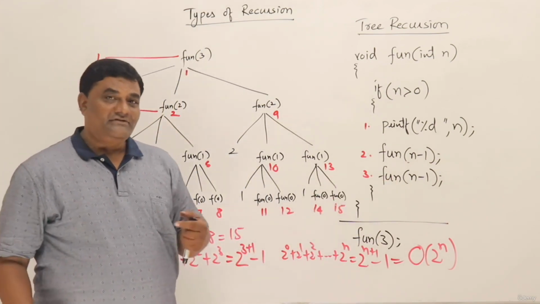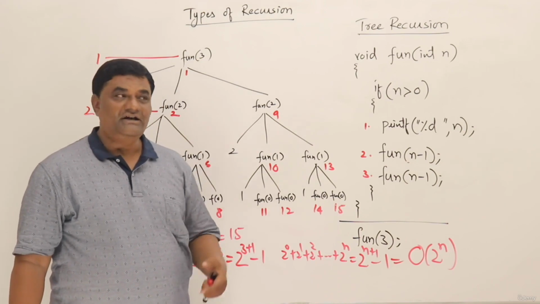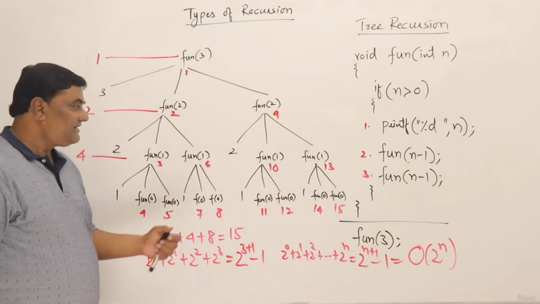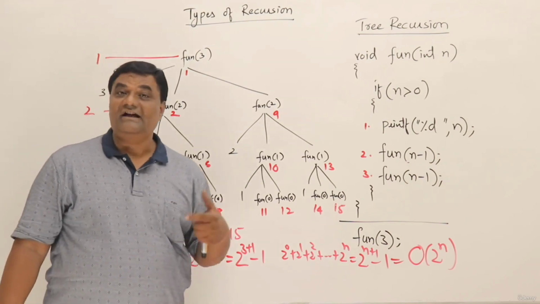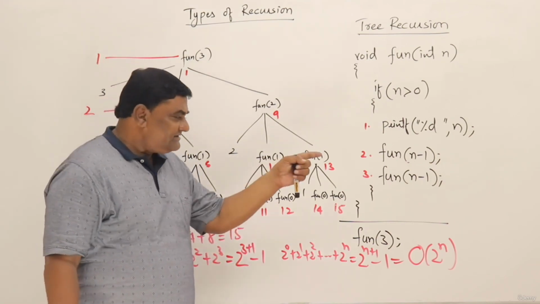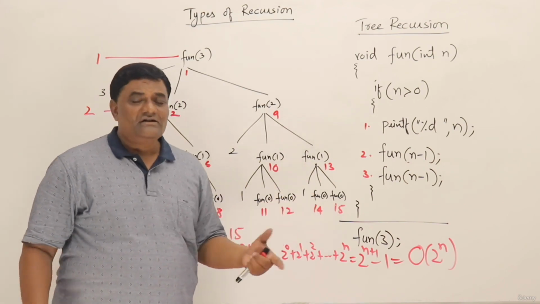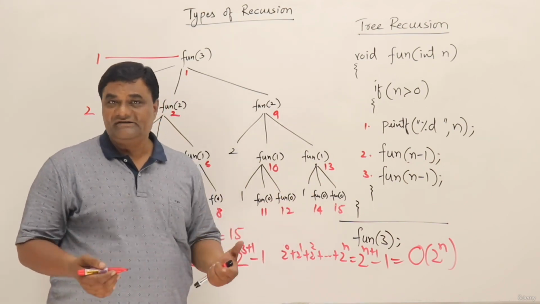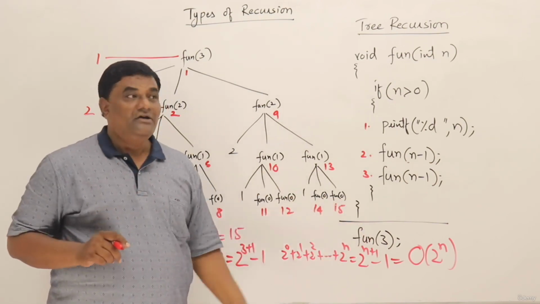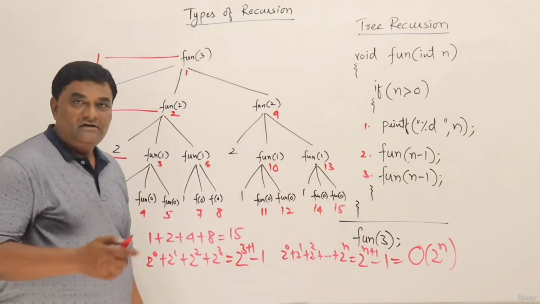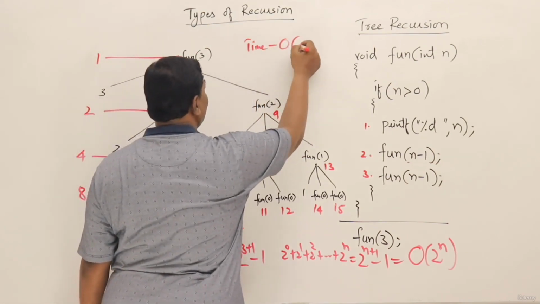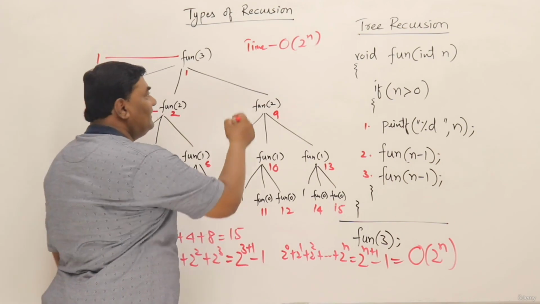So that's all. We have seen what tree recursion is, and we have taken one example, and we have seen how the tracing tree is generated, how the calls are made, how the stack is used, and what the time complexity is. So for this example function, it was 2 power n. It depends on the function what time complexity you may get. It's not that every tree recursion will have 2 power n. For this function, it is 2 power n. So the time is order of 2 power n.